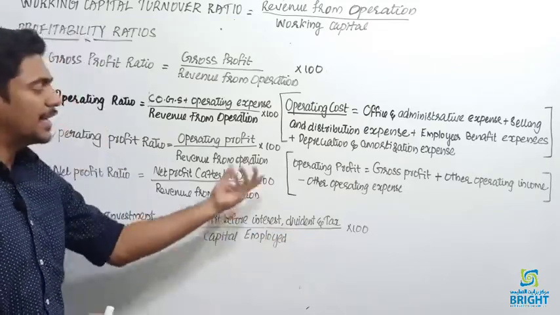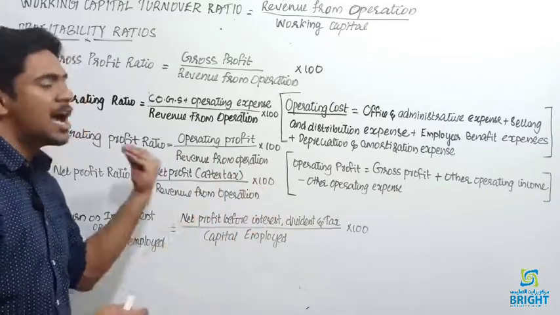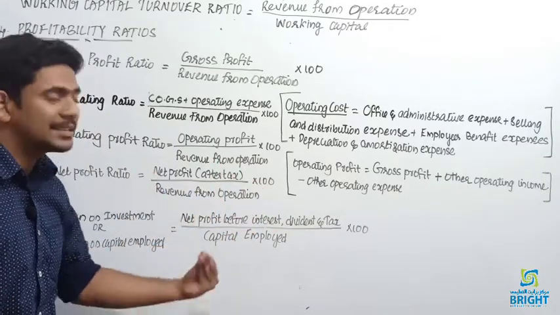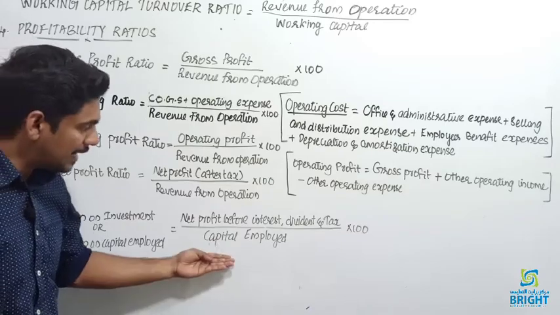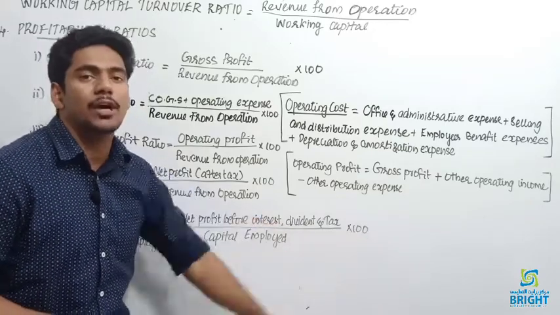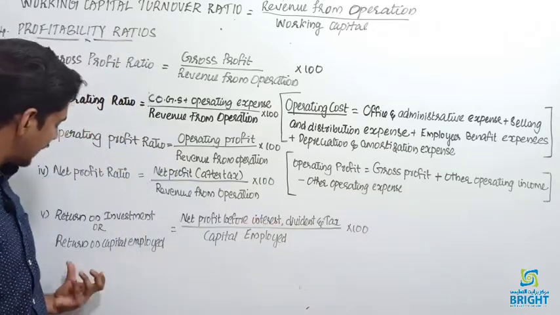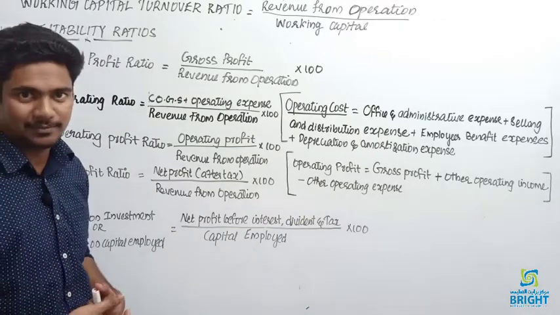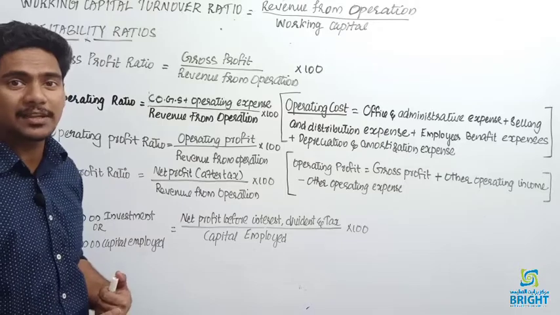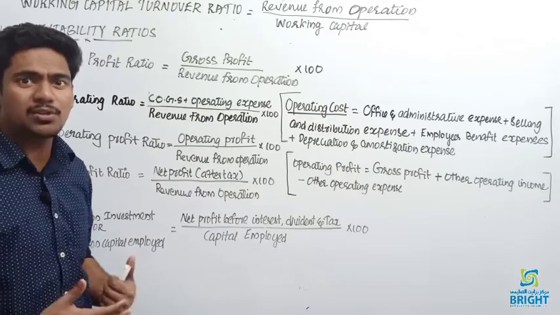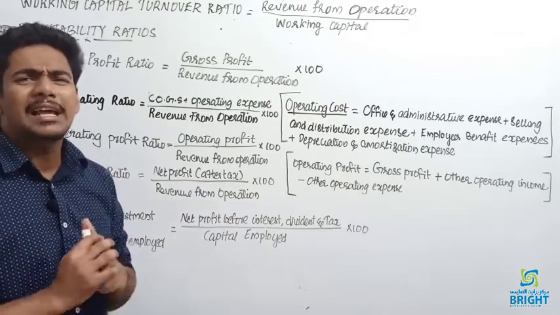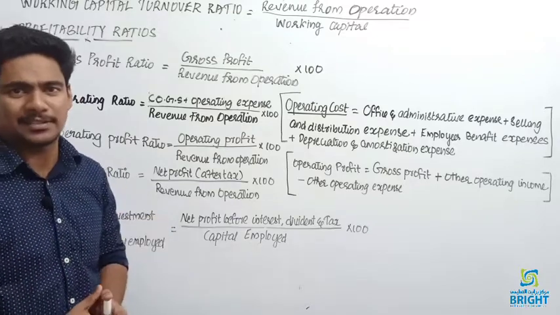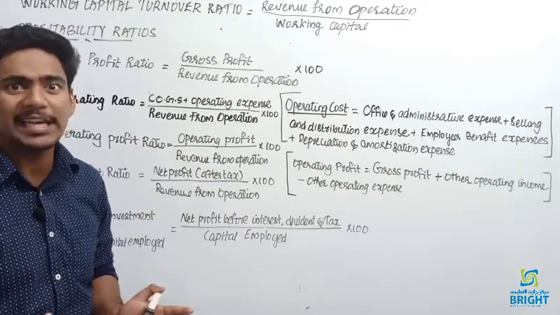Before providing dividend, tax and interest, you divide the profit available by the capital employed and multiply by 100. Then you get the return on capital employed. How much return are you getting? A high ratio indicates a good position. It also shows the overall efficiency of the enterprise.